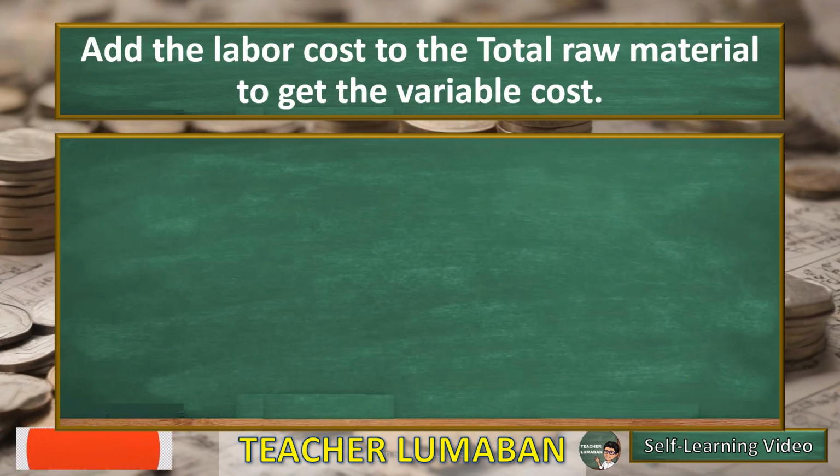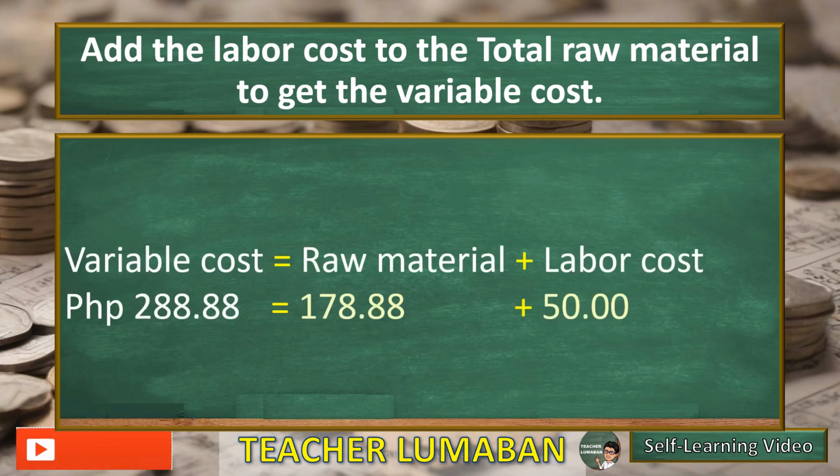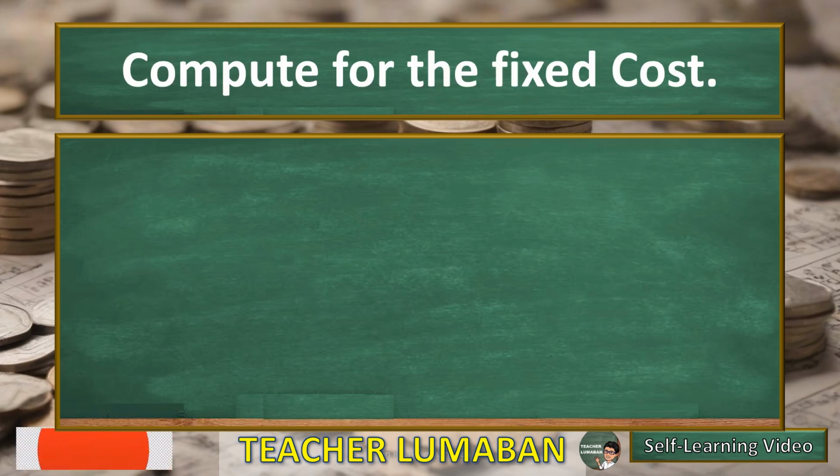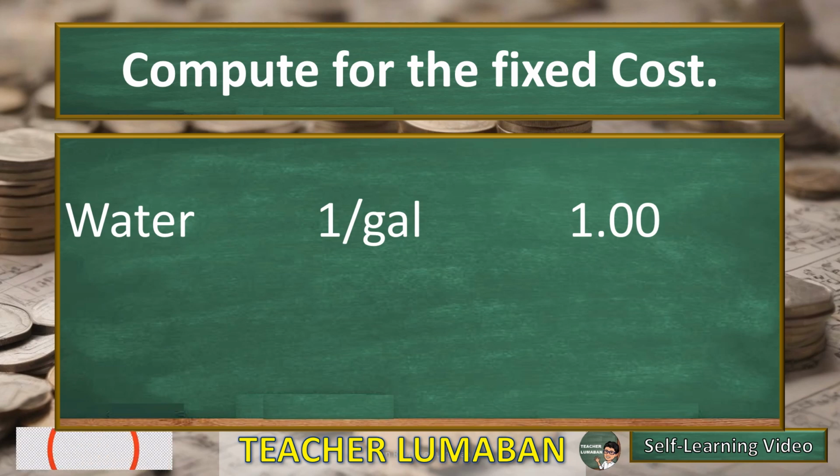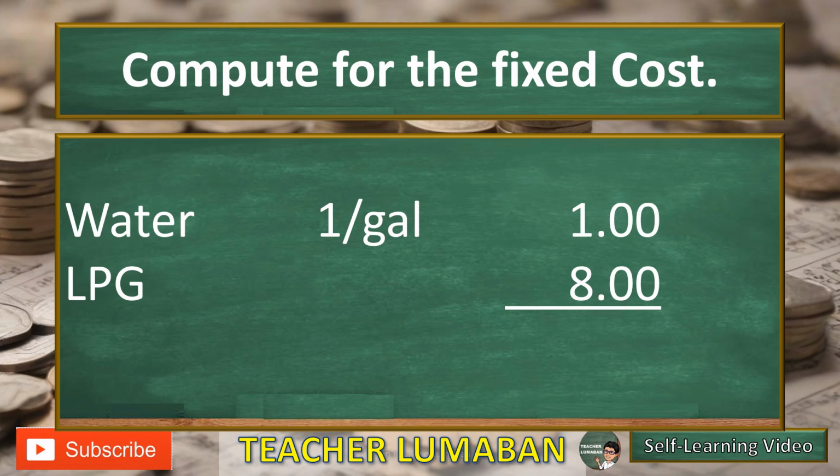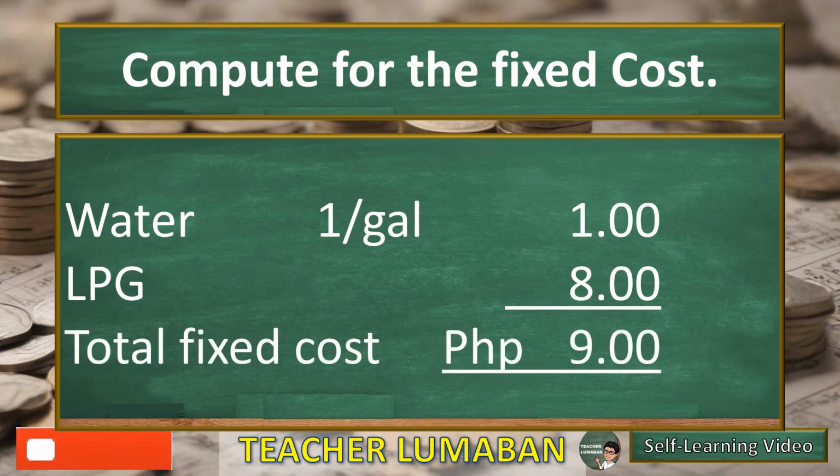Add the labor cost to the total raw material to get the variable cost. 228.88 pesos, variable cost, equals 178.88 pesos raw material plus 50 pesos labor cost. Compute for the fixed cost. Water, 1 peso per gallon, 1 peso. LPG, 8 pesos. Total fixed cost, 9 pesos.